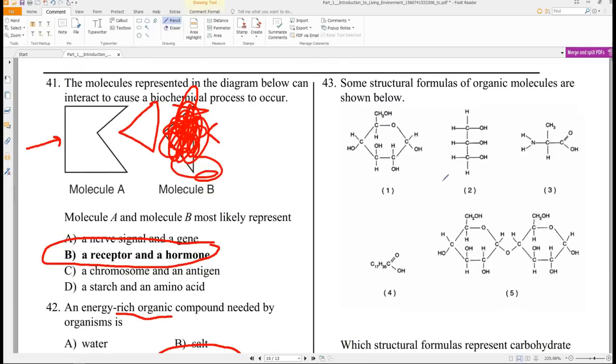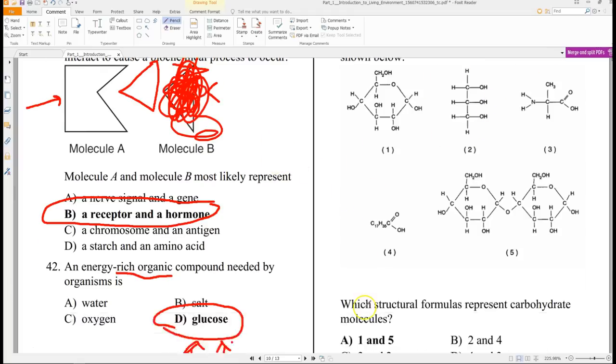Moving on. You have to remember the structures of the 3 organic molecules. You have your carbohydrate sugar, your protein, and your lipid fats. This particular number only has carbohydrates and a protein. This might be a lipid, but I'm not a biochemist, so I don't want to say that this is a lipid, but it kind of looks like one.